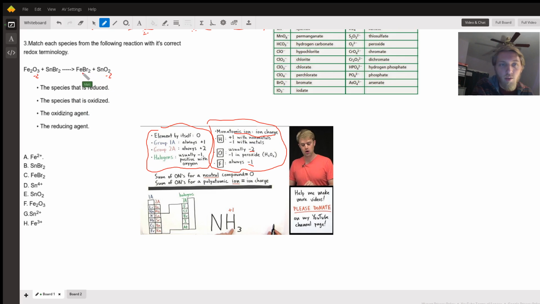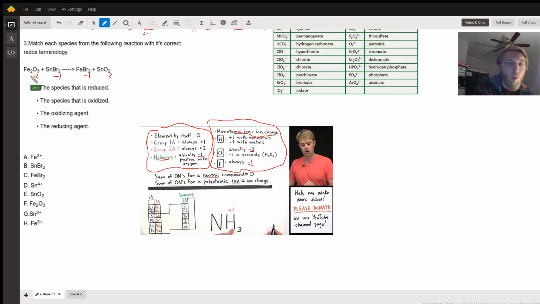Next thing I noticed is bromine or bromide. And then we can see here that halogens usually have a -1 charge. The exception is that it's positive with oxygen, but bromine isn't with oxygen in either of these compounds. So bromine is going to have a -1 oxidation state. Okay, so that means we're not concerned about oxygen or bromine. Their oxidation states didn't change.